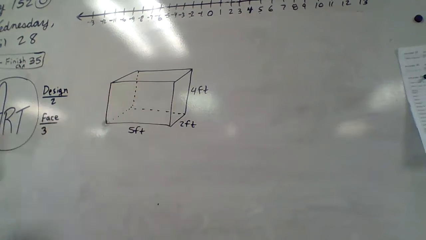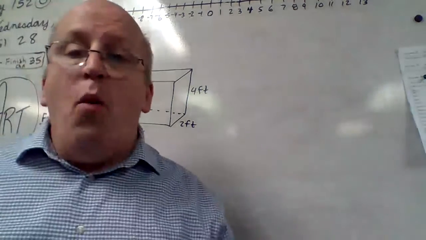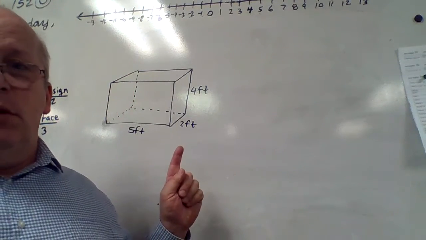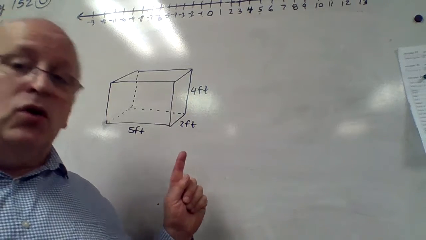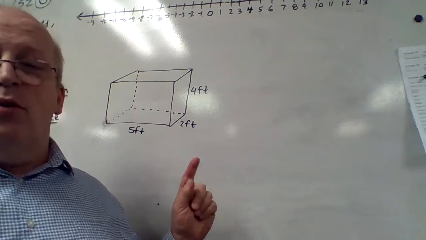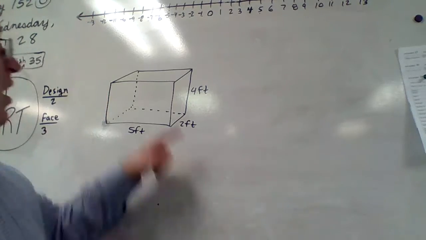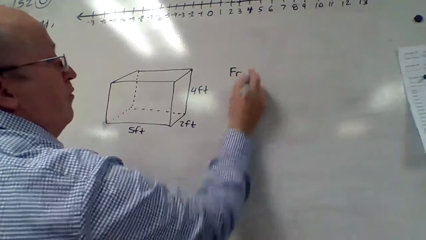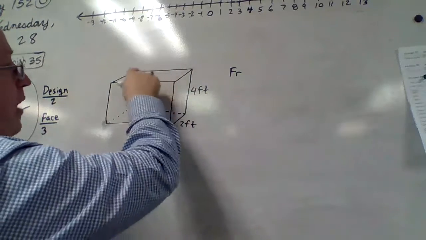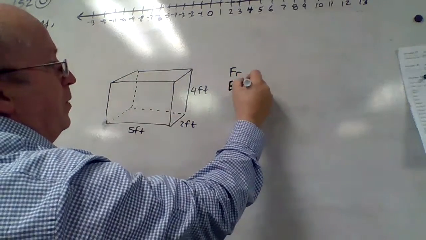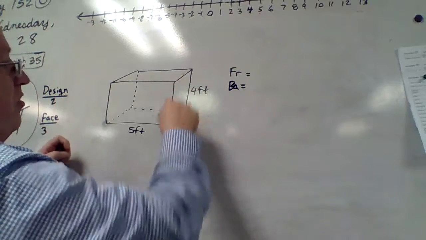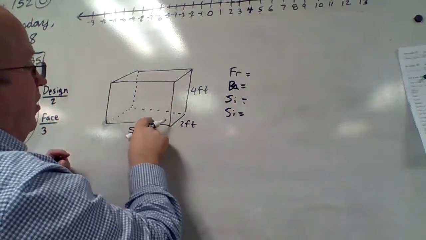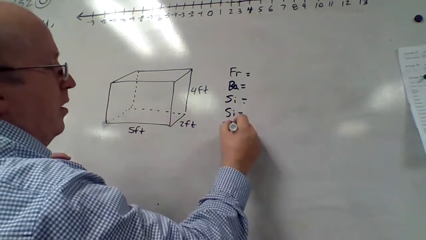Right here, I've got a rectangular prism. How many faces does that rectangular prism have? Oh, if you said 6, you are correct. It has a front face, the part that's facing us. So I'm going to write FR for front. It has a back face way in the back behind it. We really can't see that. I'm going to call that BA. It has two side faces, a side face here and a side face here. So I'm going to write side and side. And it has a top face and a bottom face down here. A top and a bottom.